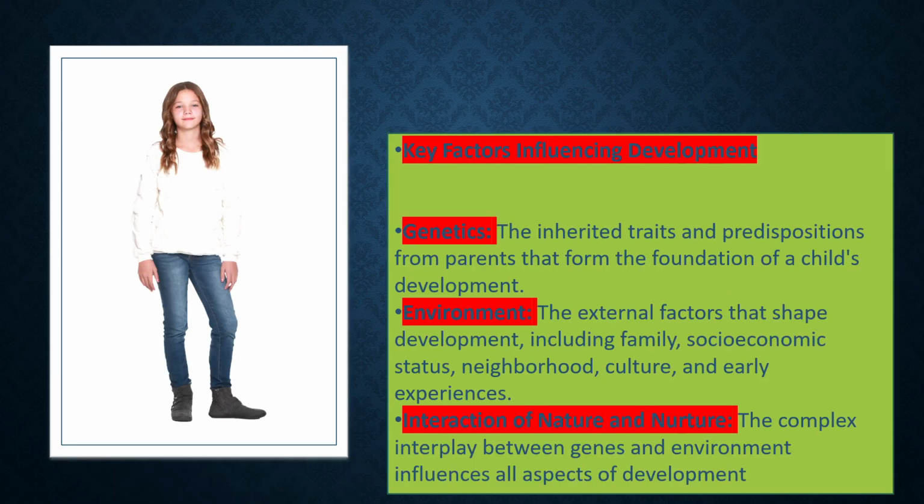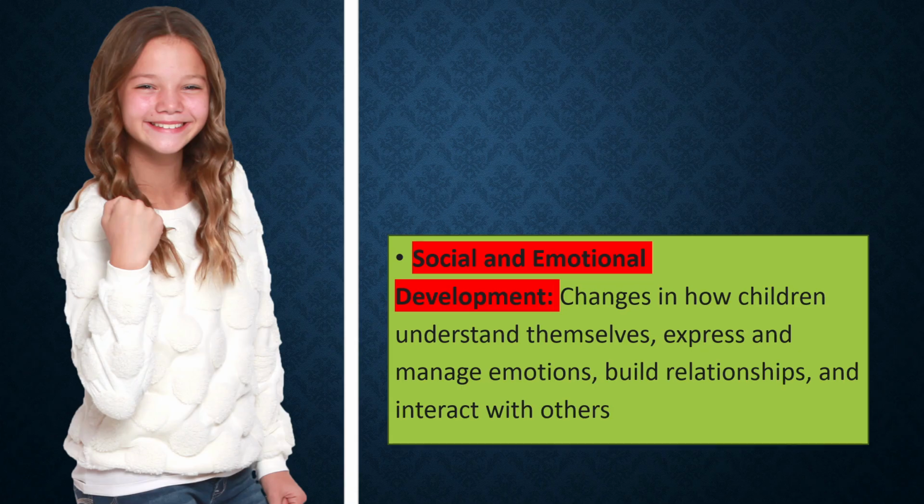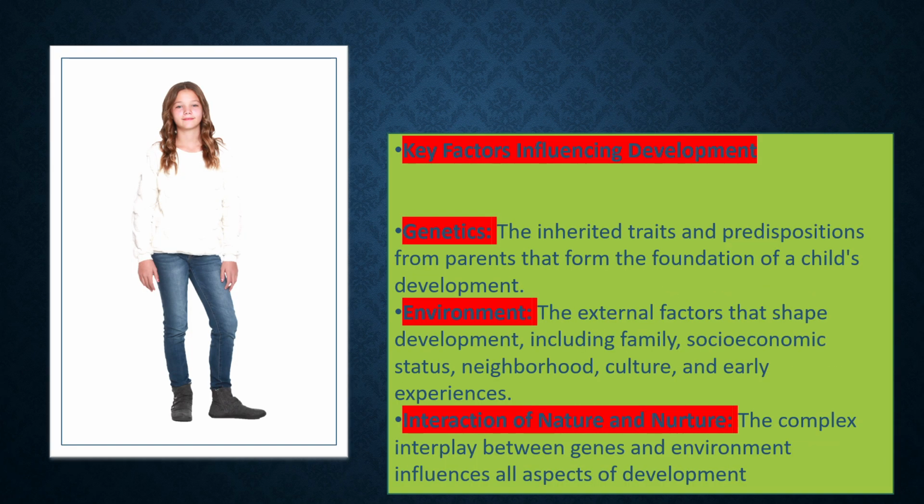All right, just a little bit of correction. These are not the factors, these are the domains, right? Domains, areas. Now comes the factor. So what are the different factors which affect the development of a child? Let's see. So the first factor is genetics.